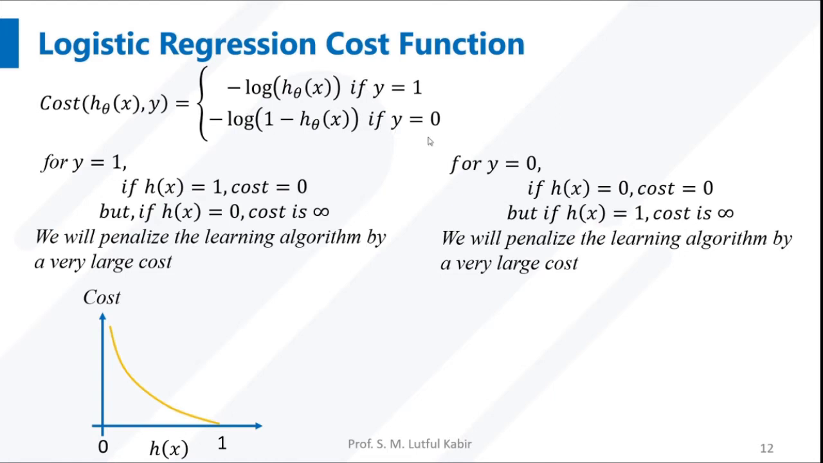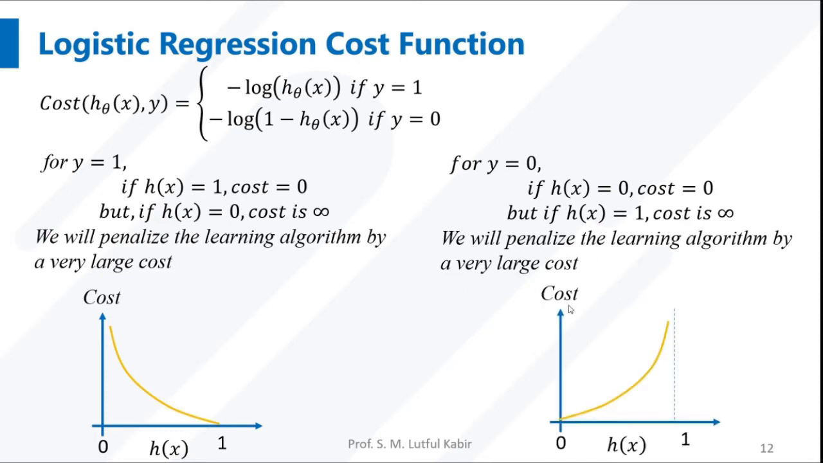And following the previous discussion, for y equal to 0, if you predicted h(x) equal to 0, then the cost should be 0, because you predicted correctly: y is 0 and you predicted also 0. And it is evident from the equation also. If you put h(x) equal to 0, this is log 1, and log 1 means 0. But if the prediction is wrong, which is 1, and your y value is 0, so you predicted 100% in the opposite direction, so the cost is infinity. If you put h(x) equal to 1, this becomes log of 0, which is infinity. So in the latter case, we should penalize the learning algorithm by a very large cost.